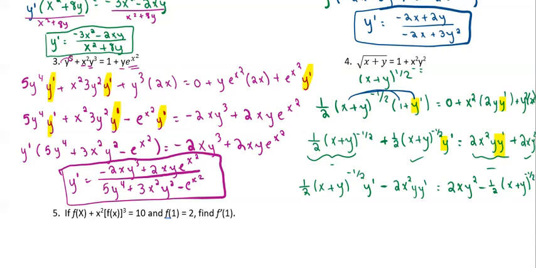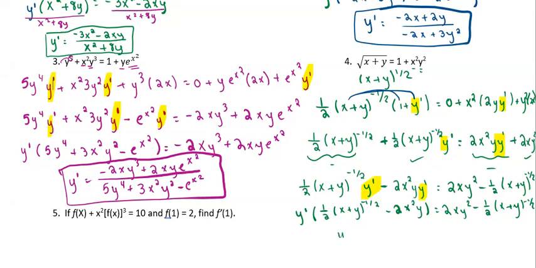Okay, now we have our y primes on the same side of the equal sign. So we can pull out our y prime. And that will leave us with 1/2 x plus y to the negative 1/2, minus 2x squared y, equaling all of this. So 2xy squared minus 1/2 x plus y to the negative 1/2. All right, now we can do our division. So that means y prime equals all of this.